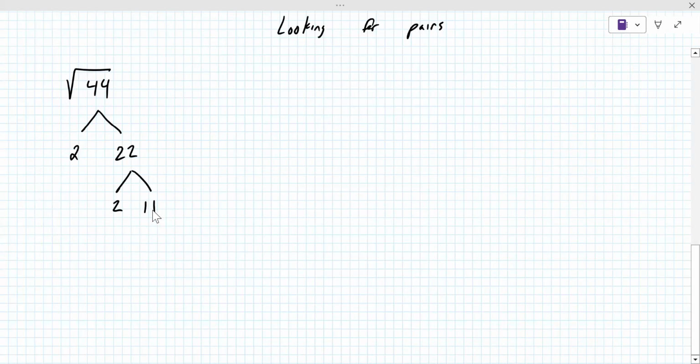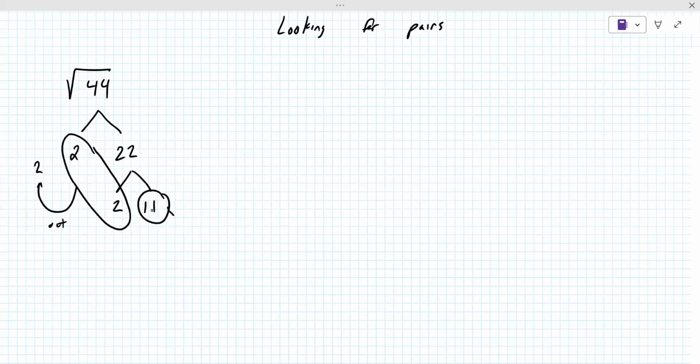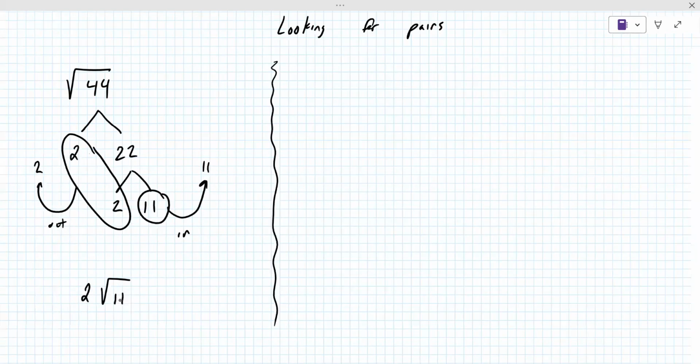You are done here. Any pairs? Do you see any pairs in this one? 2s. So that means a 2 comes out and the 11 stays in. So the final answer is 2 square root of 11. Is it clear where the 2 comes from? Yeah. And why the 11 stays in? Great. So here's one for you to try.